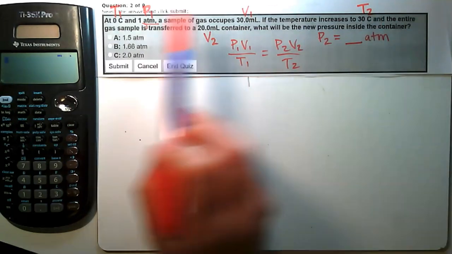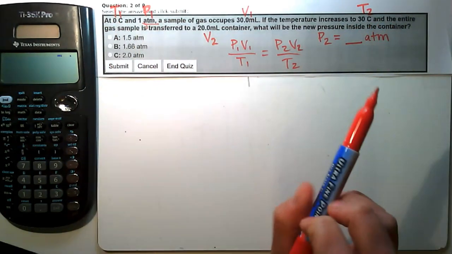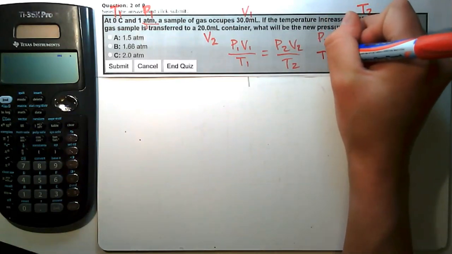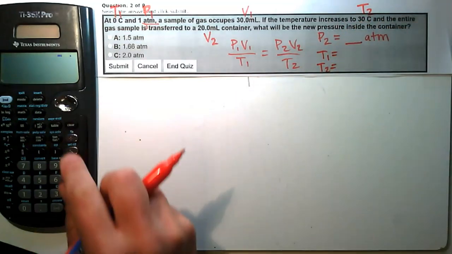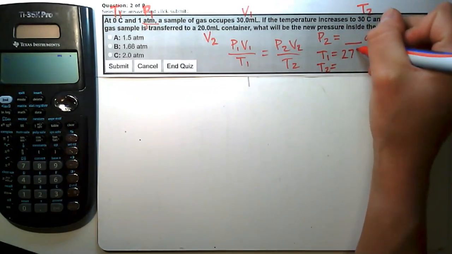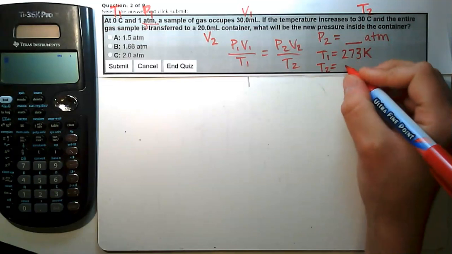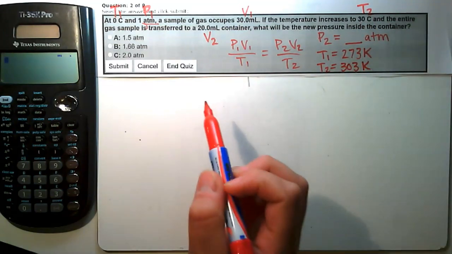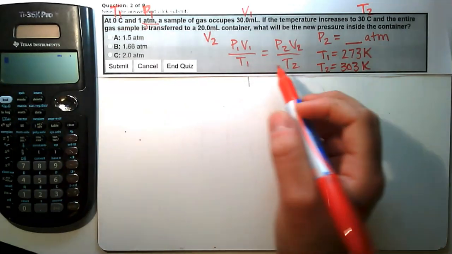And temperature, we have degrees Celsius and degrees Celsius, and we know that to use a gas law, we need our temperatures in Kelvin. So I'm going to convert my T1 and my T2 values to Kelvin by adding 273. 0 plus 273 will give me 273 Kelvin. And 30 plus 273 will give me 303 Kelvin. So now that we've checked all our units, all we need to do is substitute in some numbers.